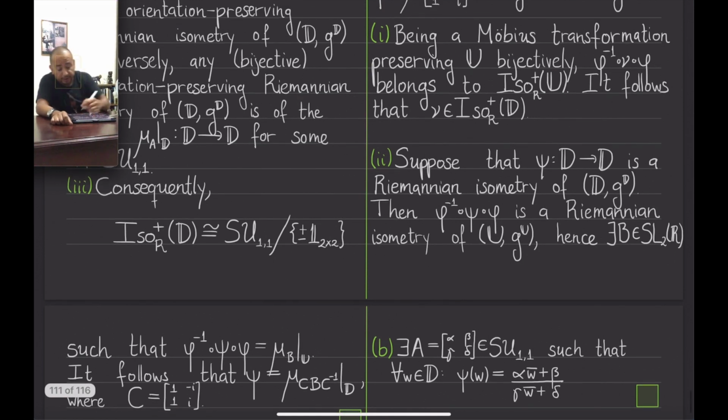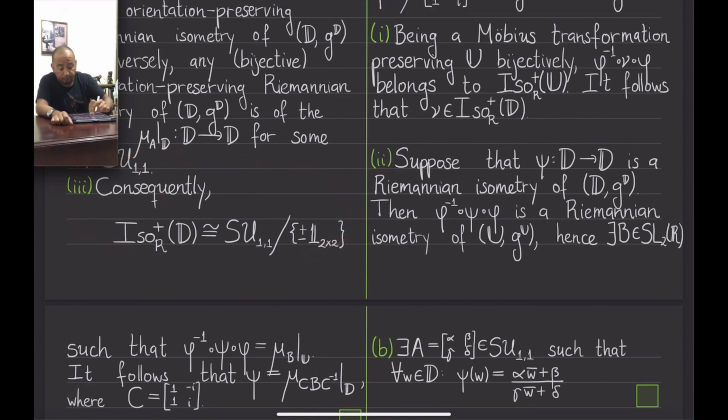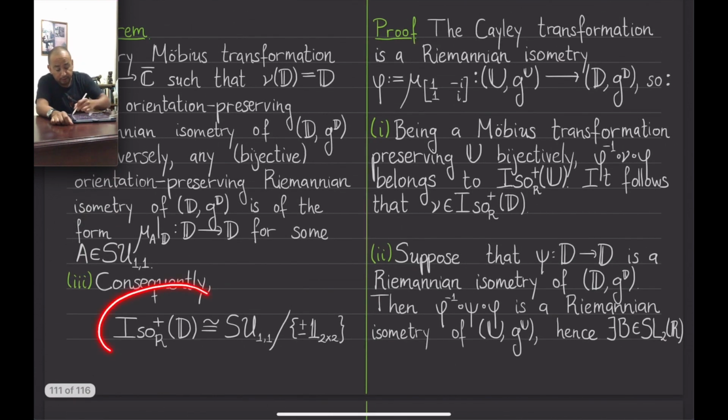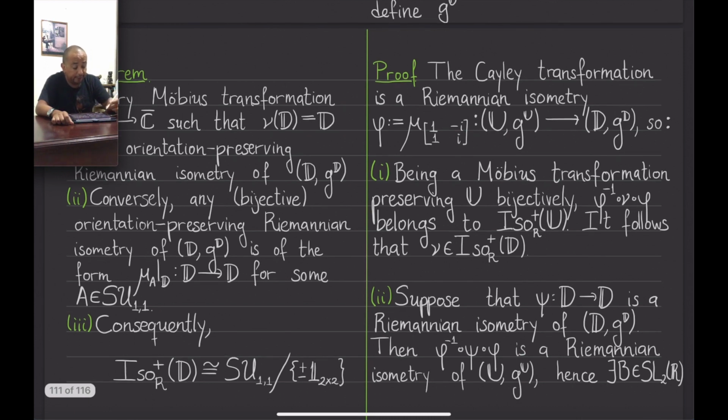Right, and then well, 3 is an obvious consequence of 1 and 2. Okay, so as I said at the beginning of the class, we pretty much took the fact that we have computed things already in the upper half plane and pulled everything through the Cayley transformation. That's very roughly speaking what we have just done.